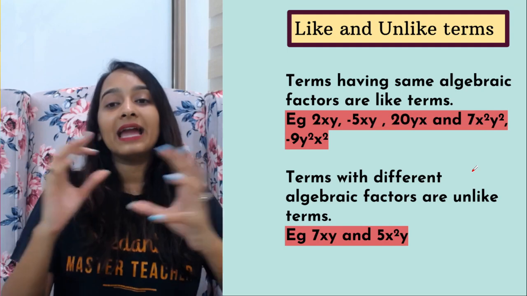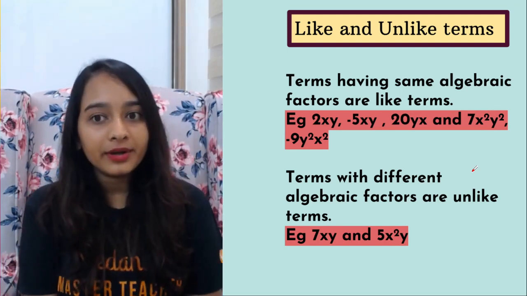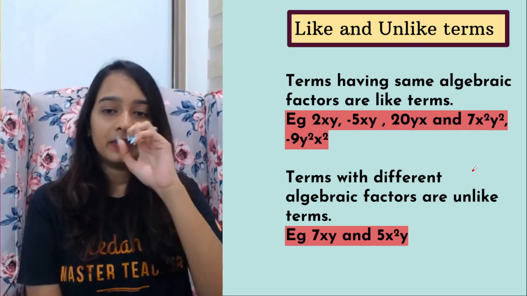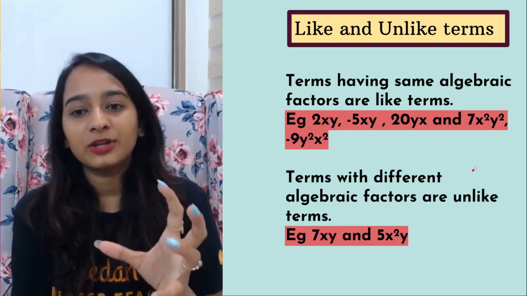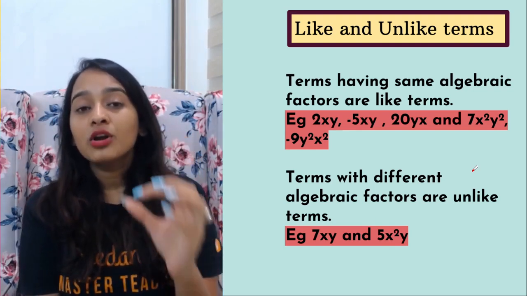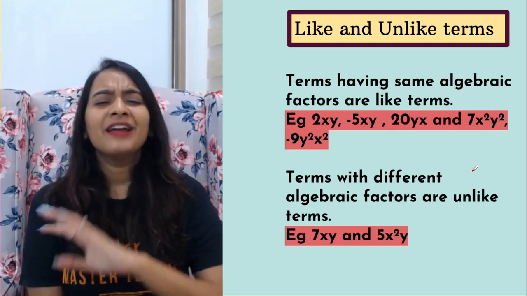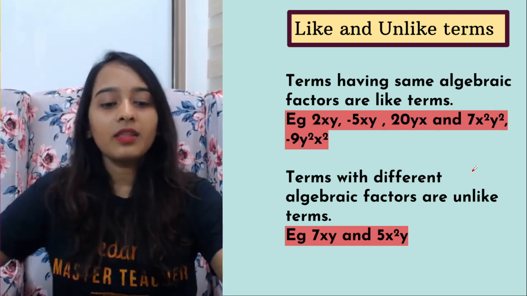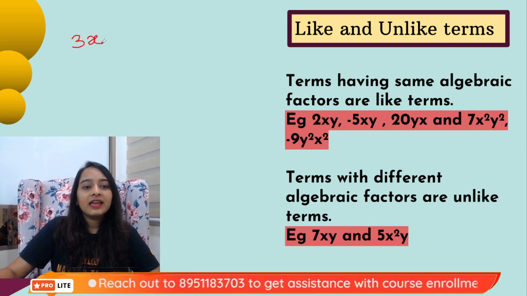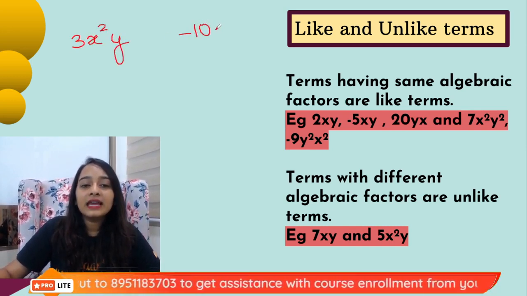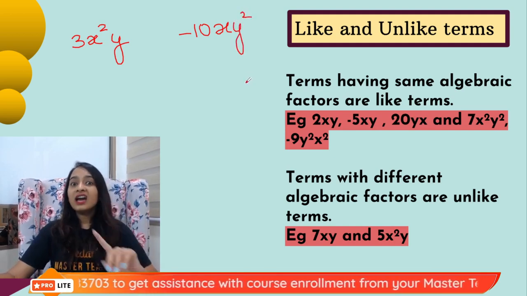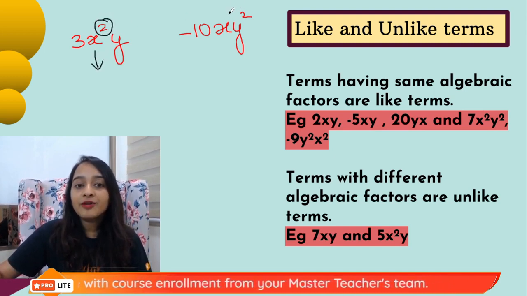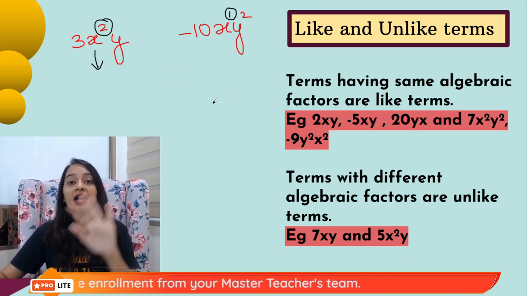Now what are like and unlike terms? Like and unlike terms are super important because only if you know this concept can you do your addition and subtraction. Like terms of an algebraic expression are when they have the same variable, and the power of the variable also has to be the same. For example, if I take 3x square y and minus 10xy square, they are not like terms. Why? Because the power of x here is 2 and the power of x here is 1. So they are unlike terms.